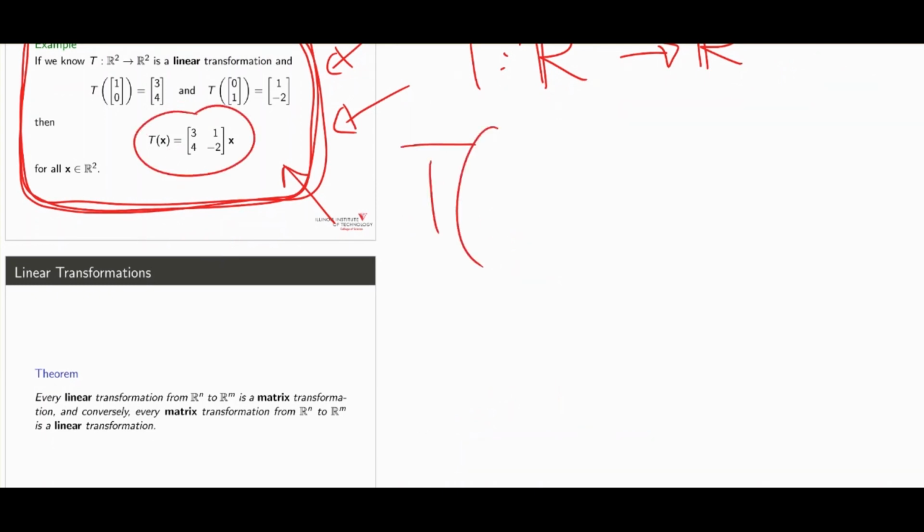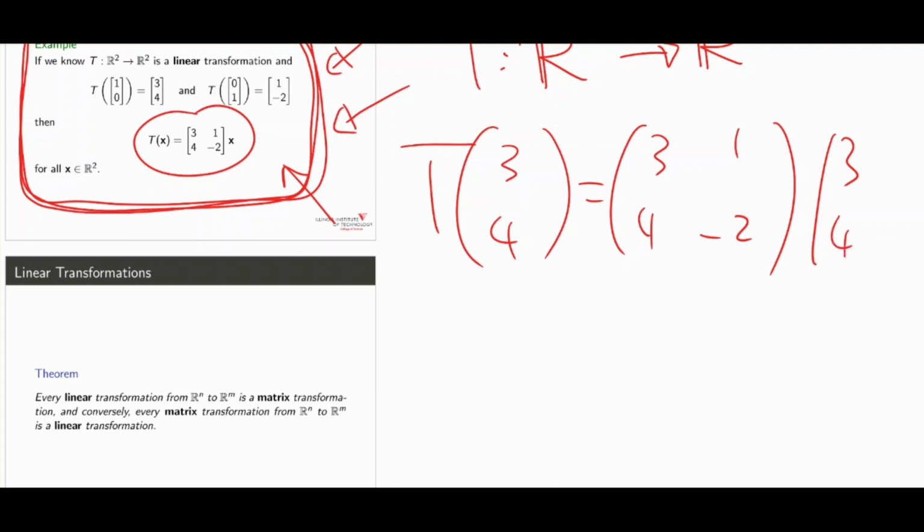So now if I ask you, what is T(3, 4)? What does it map to? T(3, 4) will map to 3, 4, okay? Multiply with this. What is T(-1, 5)? T(-1, 5) will map to this. What is T(x, y) in general? Whatever x, y you have, it will map to this.